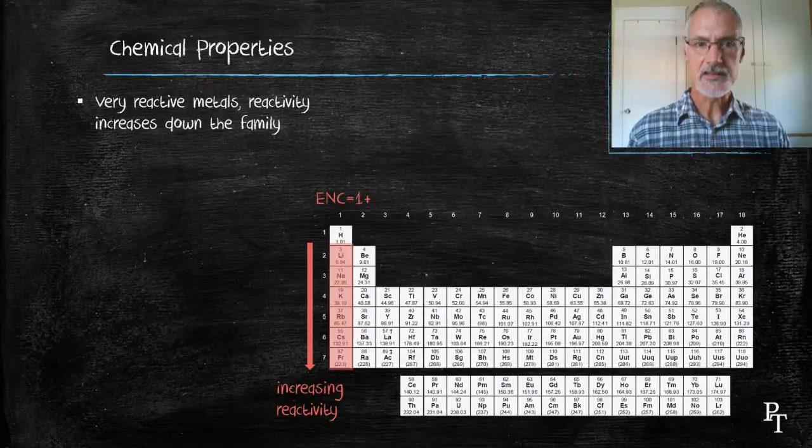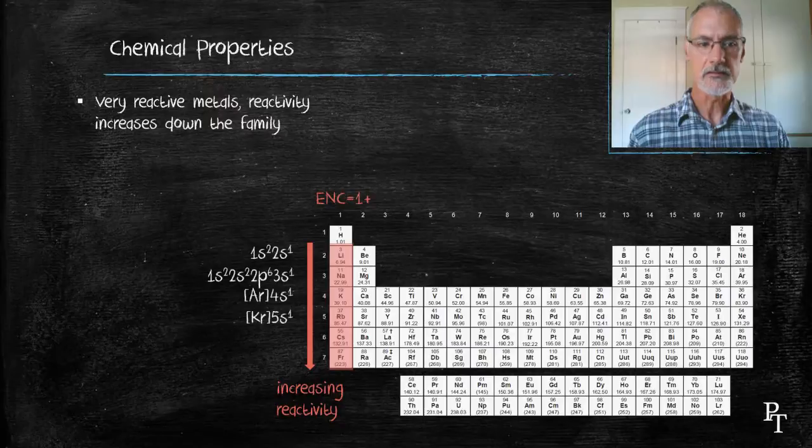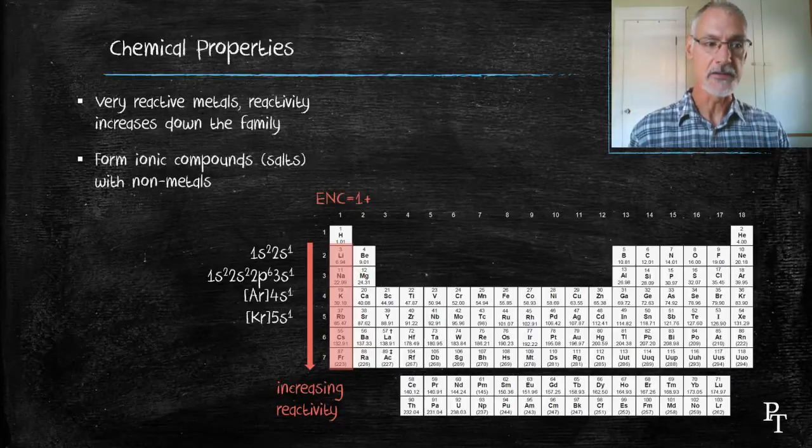We can explain this by taking a look at their electron configurations. First of all, these species have an effective nuclear charge of +1. However, as you move down the family, they have increasing numbers of energy levels. That places the valence electron at a more distant orbit, making it easier to lose, hence lower ionization energy and greater reactivity. They tend to form ionic compounds when they react with nonmetals.